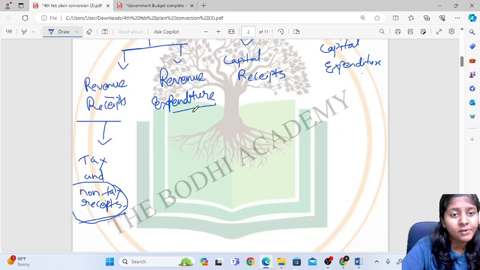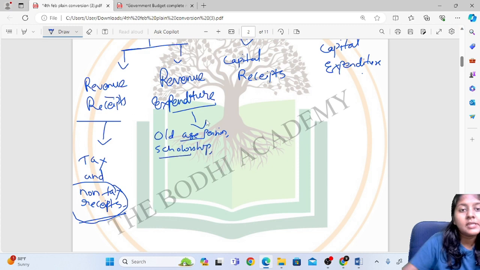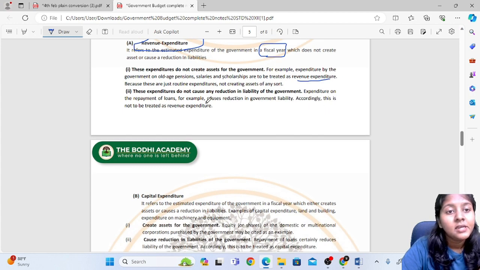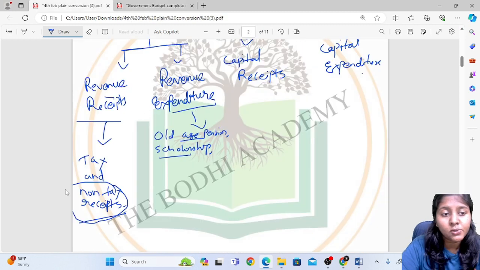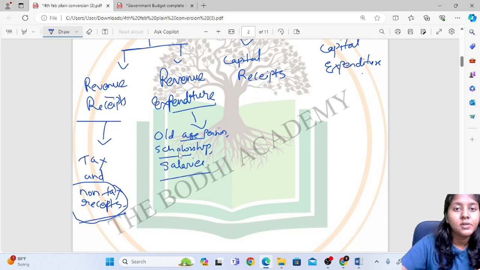These are examples of revenue expenditure: old age pension, then scholarship. Okay, these are some of the revenue expenditure. Then salaries, these are to be treated as revenue expenditure. So these are your revenue expenditure, where the government is going to spend money on salaries, scholarship, old age pension. Okay. So these are revenue expenditure.